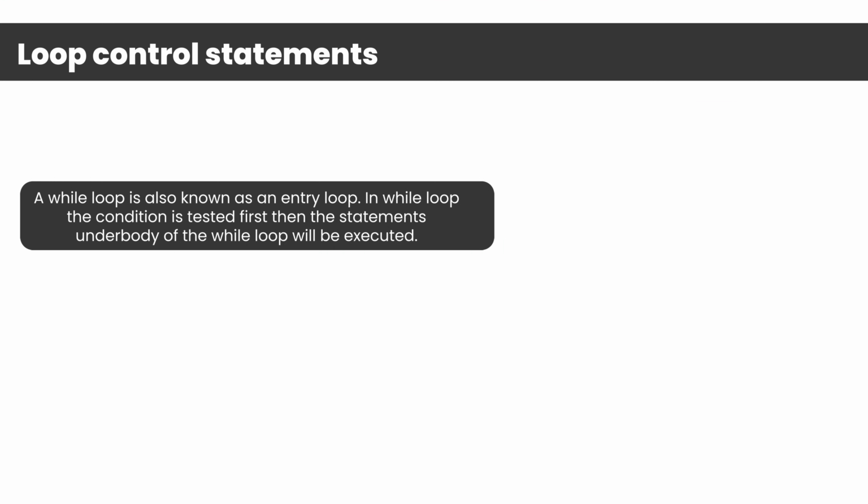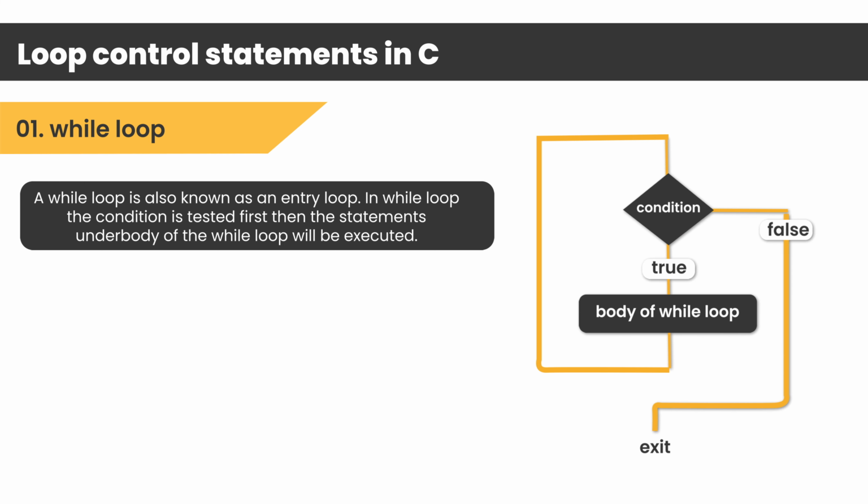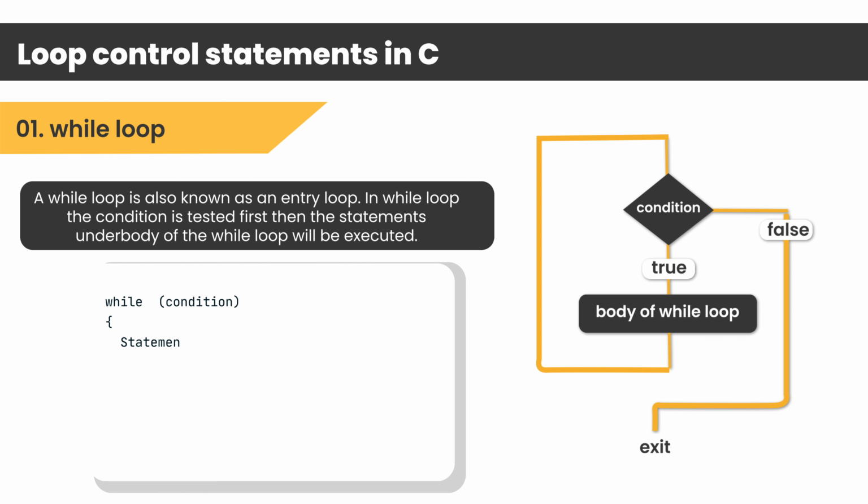Up next, we have a while loop. A while loop is also known as an entry loop because in a while loop, the condition is tested first, then the statements under the body of the while loop will be executed. If the while loop condition is false for the first time itself, then the statements under the while loop will not be executed even once. Let's have a look at the syntax of while loop: while condition, and inside the curly brackets we have statements. Let's execute the program using while loop.